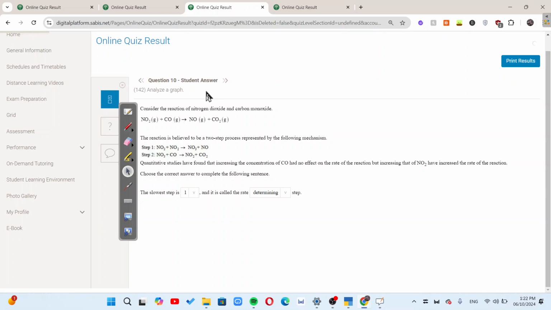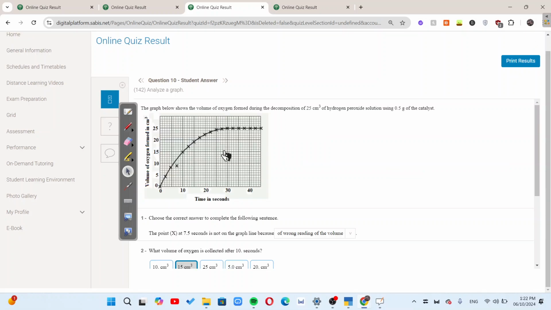Now, back to question 10. Here they gave you a graph and they told you the point at 7.5 seconds is not on the graph. It's here. This isn't because of the experiment or anything. This is probably human error. A person reading it got the wrong reading, and it's normal. Every human makes mistakes. We don't have perfect vision. So this is probably a human mistake because of the wrong reading of the volume. That's it.